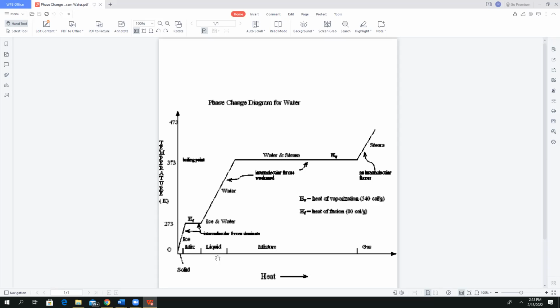Now you notice there's an HV and an HF, and the HV is much longer than the HF. That's because the HV is the heat of vaporization, and if you notice, is 540 calories per gram of water, whereas the heat of fusion, which is around the melting point, is the amount of heat that it takes to change. And it's only 80 kilocalories. So it's a lot less. So that's why the line is shorter.